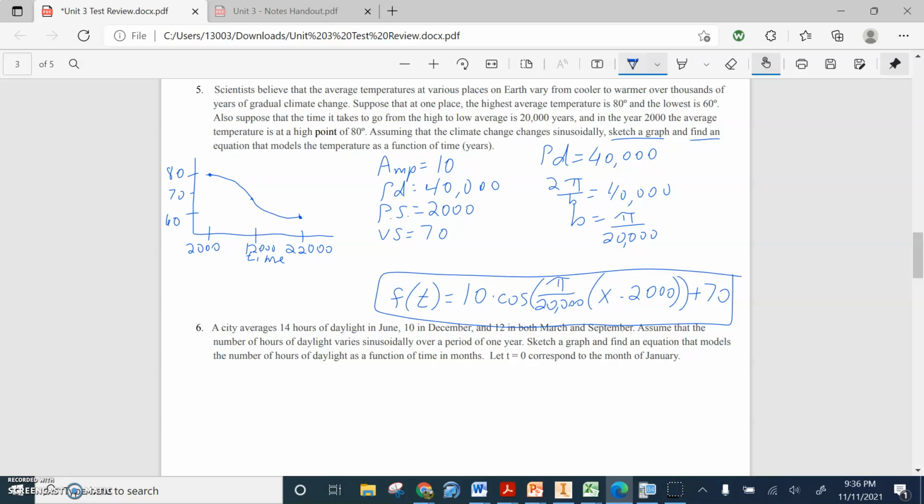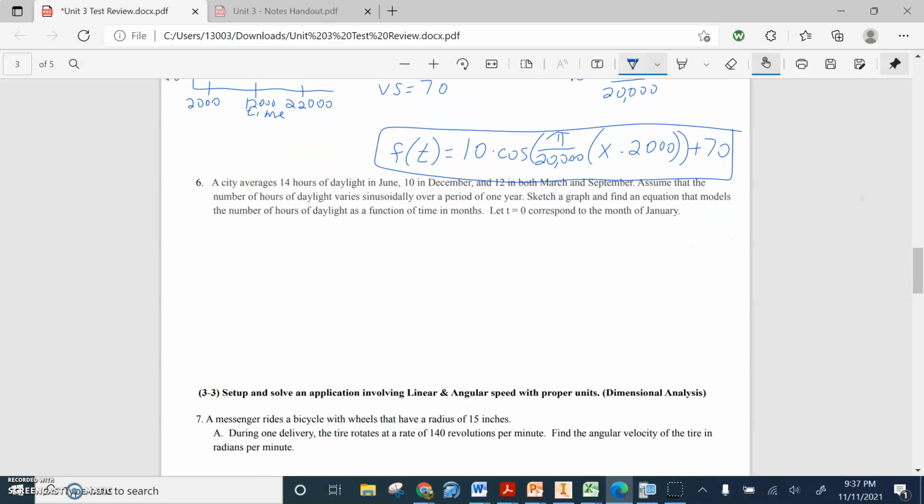Based on the graph, again, I highly recommend, even if they don't ask you to sketch the graph to get credit, you may as well. From there, we were able to identify those characteristics of amplitude, period, phase shift, and vertical shift. And then you just kind of write out the equation from there.